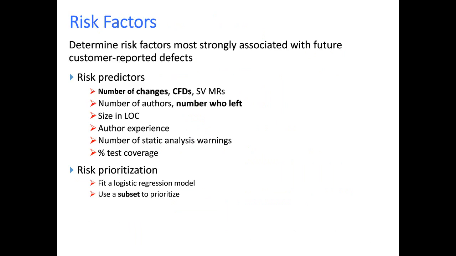So once the data is collected, the next step is to understand where these defects actually happen. As I mentioned, defects reported by customers typically happen in a very small percentage of the code base. One can simply look at the files that actually experience CFDs, and these probably occupy perhaps only 1% of the code base. But one can do a little bit better and try to predict where the future defects will happen.